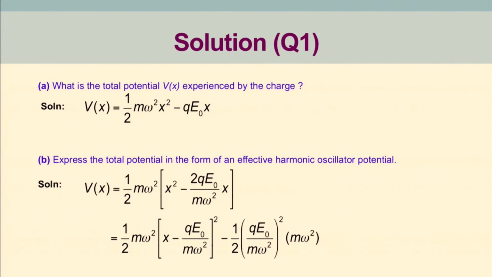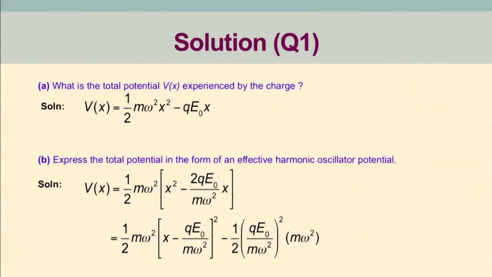Okay, so the first question was, what is the total potential that the particle will experience in this case? Definitely, because this particle is in a harmonic oscillator potential well, there will be a term half m omega squared x squared, which we have already learned. But due to the electric field, because this is a charged particle and there is an electric field turned on, there will be an extra potential that the particle will experience, which is minus q times E0 times x, where q is the charge of the particle and E0 is the electric field. So the total potential here will be half m omega squared x squared minus q E0 x.